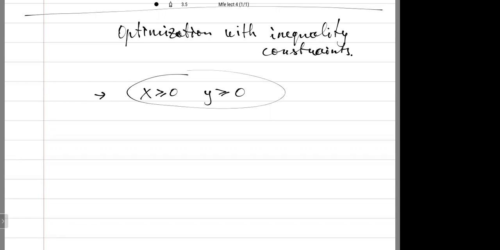And then, what else? We will cover second order sufficient conditions a little bit in more detail. That will be the two topics for today.